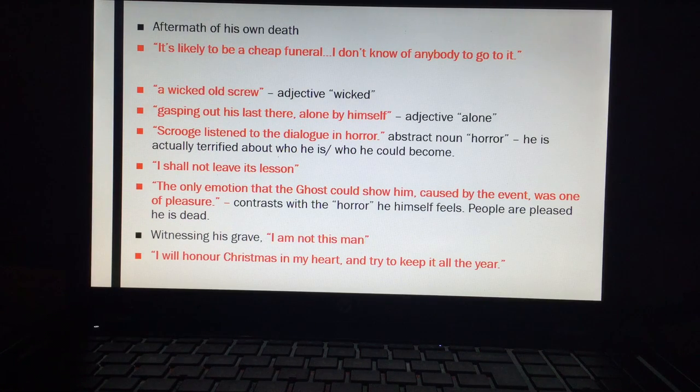Gasping out his last there alone by himself. So he dies alone. Look at that adjective, alone again. It kind of sums up his entire character, doesn't it, really? And the fact that he dies alone is extremely sad.